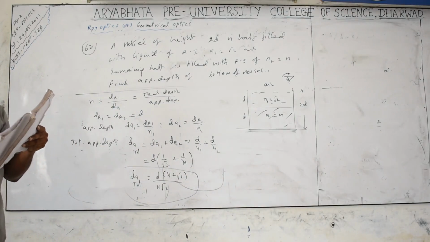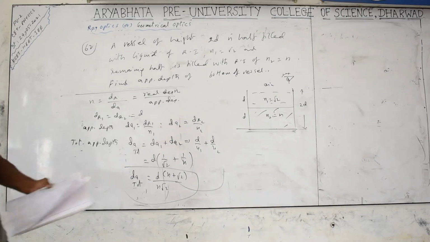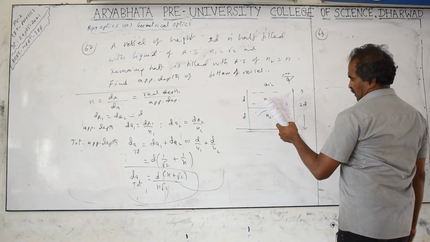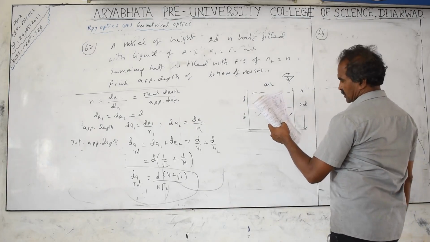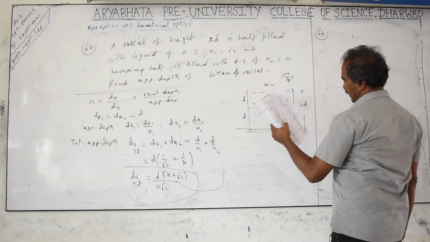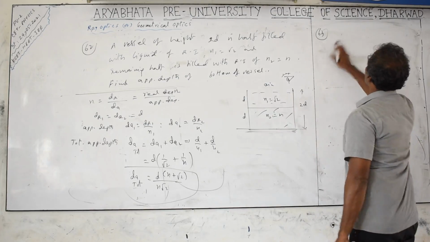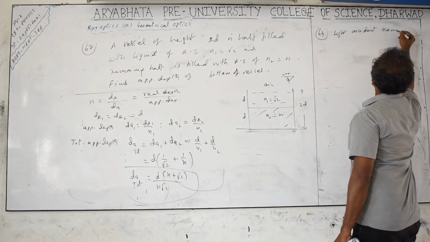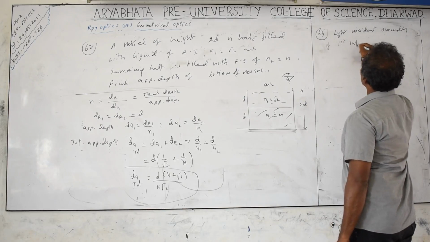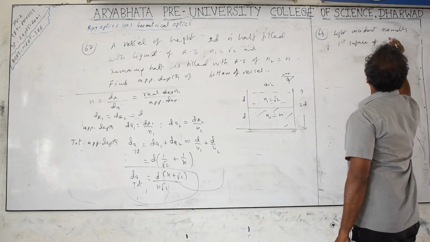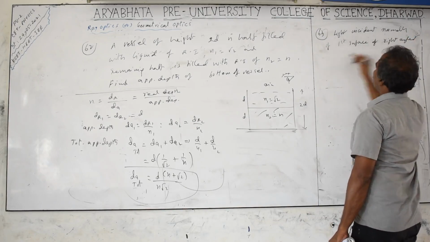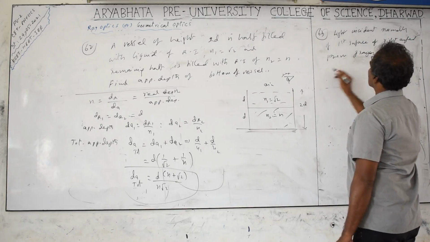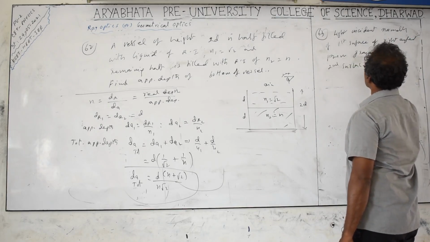Next question, 63, also very important. A ray of light is incident normally on the first surface of a right angle isosceles prism and grazes the second surface, which is given as the hypotenuse. Find the refractive index of the material.